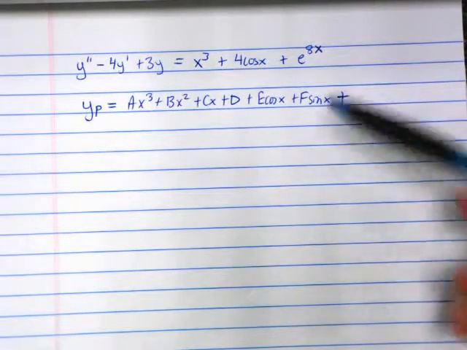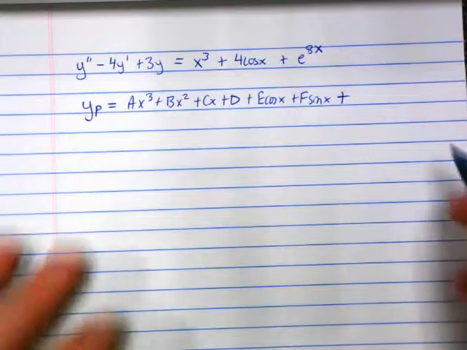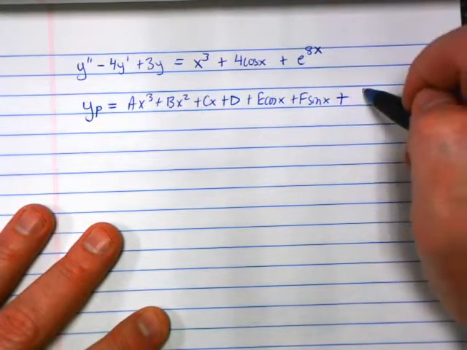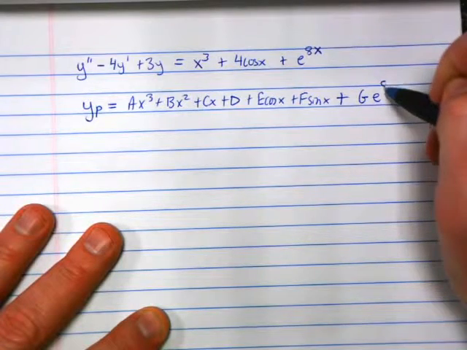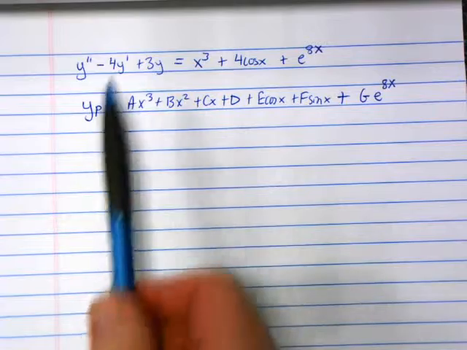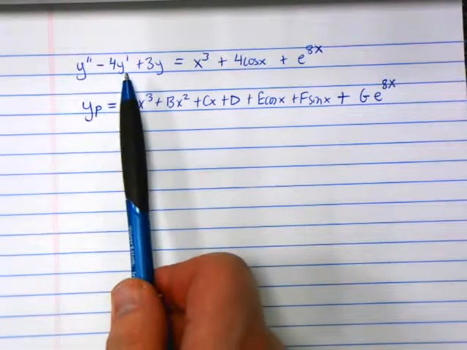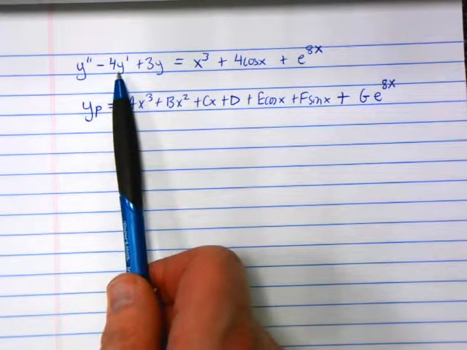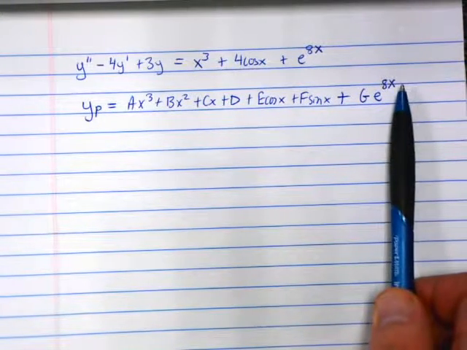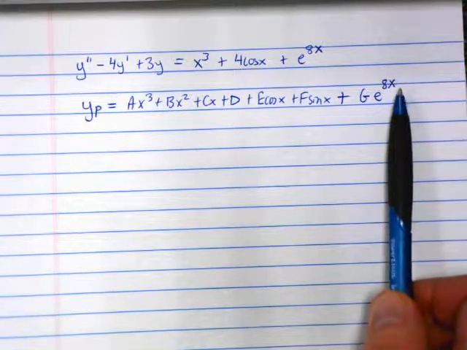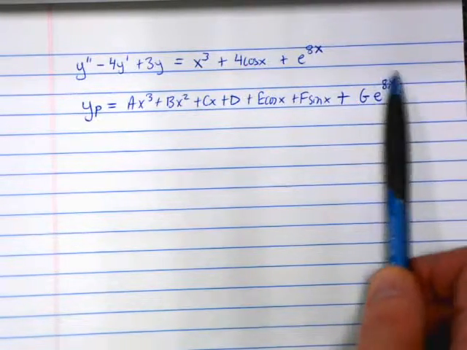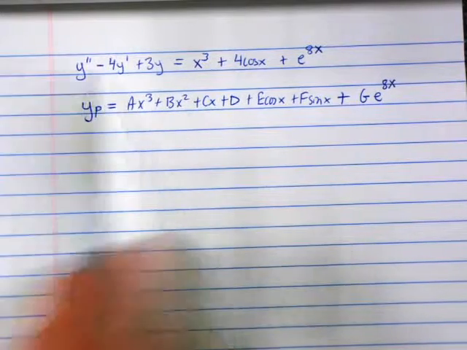And since we have an e to the 8x here, we're going to need an x e to the 8x? I don't need the x, because it's not a solution. What were the complementary solutions? e to the x and e to the 3x. Is e to the 8x? It's already linearly independent, isn't it? So you don't need the x in this case because e to the 8x is linearly independent from the two solutions you got from the complementary.